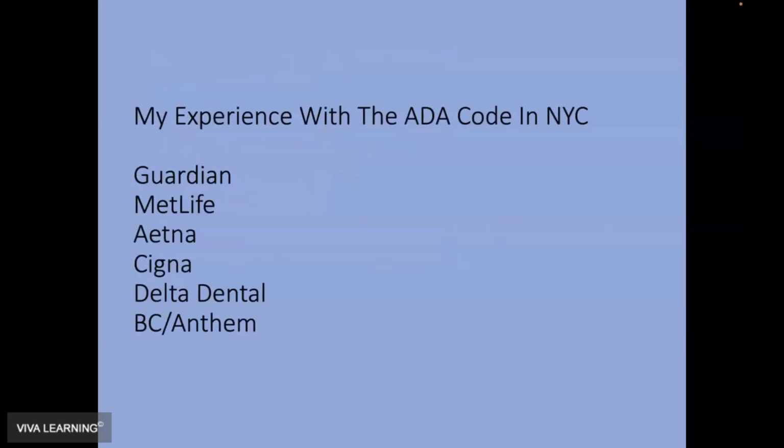With the ADA code in New York City, in my experience with insurance plans that I work with, Guardian and MetLife will pay up to $150 every 24 months on patients 40 years of age and over that have this performed. Some Aetna plans do, some Cigna plans do, not all Guardians or MetLife, some of them do. I have yet to find a Delta Dental or Blue Cross Blue Shield Anthem that does. So some insurance companies do, some don't. Check with the insurance companies.